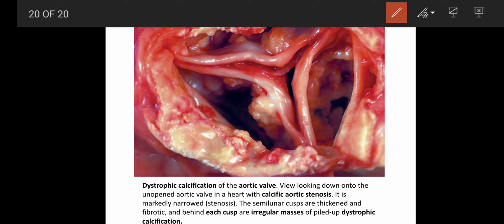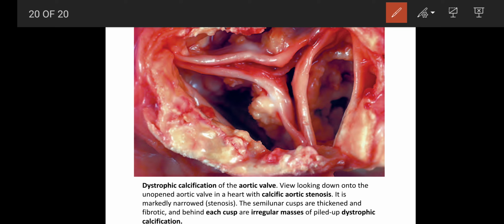Let us look at the final image. If you look at this image, this is an image of dystrophic calcification. There are actually two types of calcification. One is dystrophic, one is metastatic calcification. You have to remember that dystrophic calcification usually takes place in dead tissues, in pathological tissues. In dystrophic calcification, the calcium metabolism is normal, whereas in metastatic calcification the calcium metabolism is not normal. There is hypercalcemia. This is the basic difference.